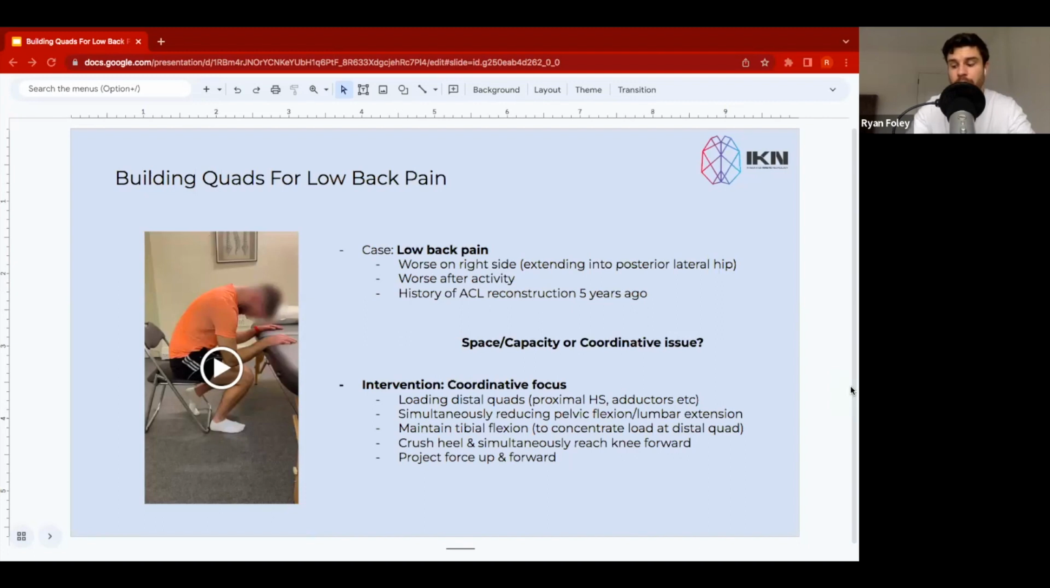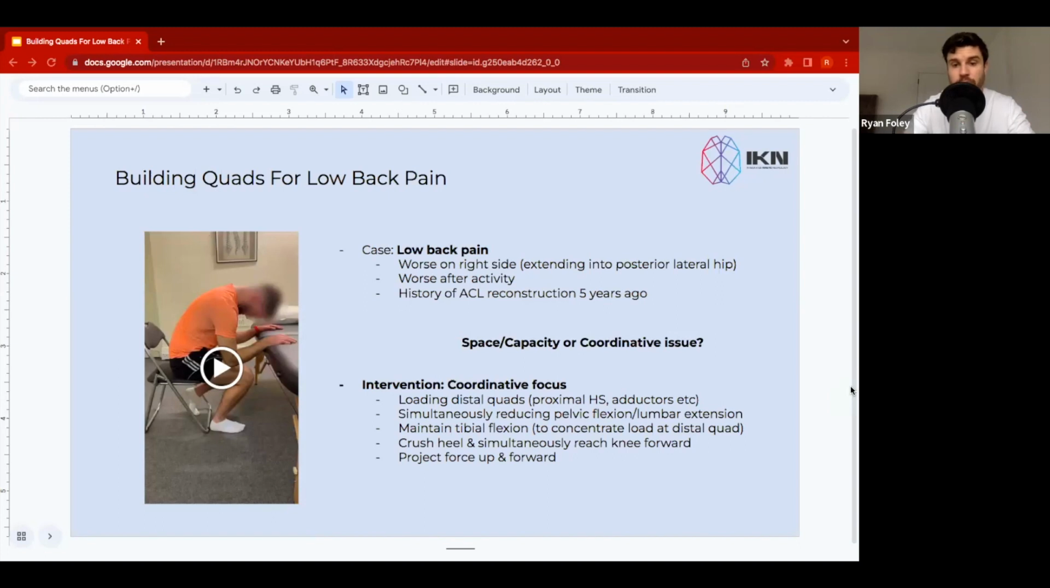Okay, but not for 1 minute are we saying that the client's low back pain experience was caused by weak quads. We're not saying that at all. We're saying that there was an inability of the distal quadriceps to manage and generate forces. And this was gathered from both the subjective and the objective information.